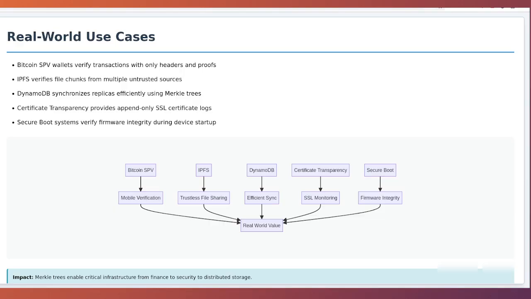In IPFS, the interplanetary file system, large files are split into chunks and organized into Merkle trees, called Merkle DAGs, or directed acyclic graphs.